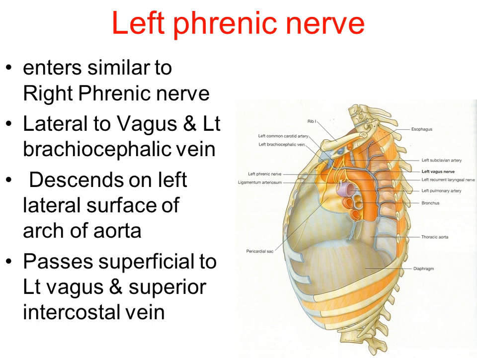The next is the left phrenic nerve. It enters similar to the right phrenic nerve. It lies lateral to left vagus and left brachiocephalic vein. It descends on the lateral surface of arch of aorta, and it passes superficial to left vagus and superior intercostal vein.